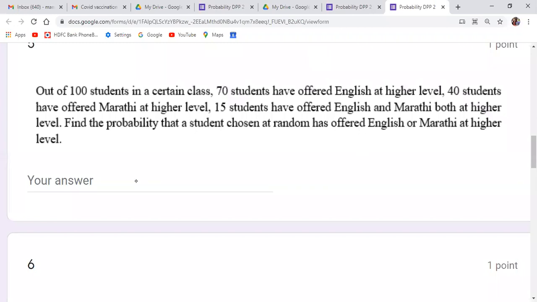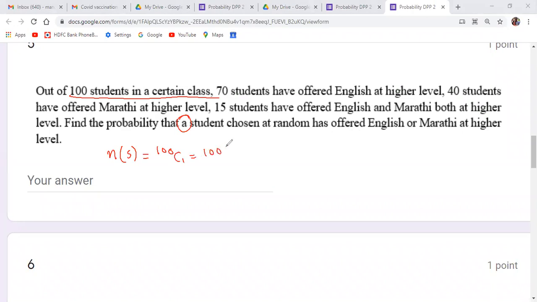Read the question. How many students are in the class? 100 students. How many can be taken? How many students are you selecting? A student chosen at random. So N of S, N of S is equal to 100 C1, or 100.